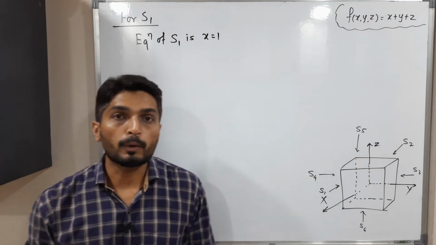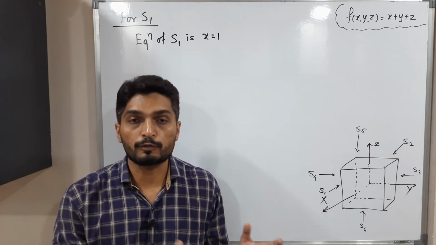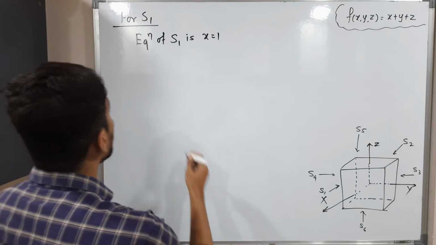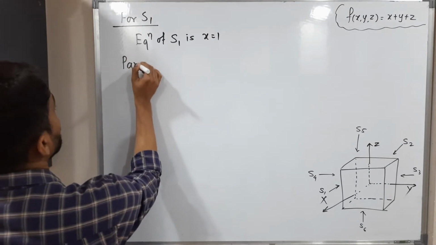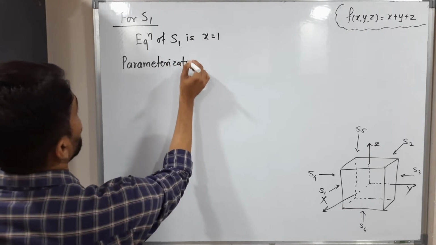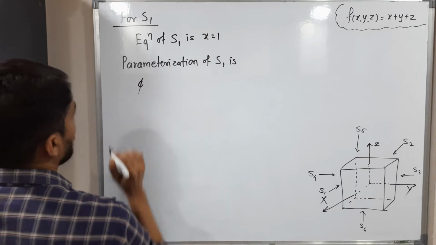So the most important thing is to find the parameterization. Without parameterization, we cannot find the surface integral of a scalar field. So let us find the parameterization. Parameterization of S1 is, we will denote it by phi.